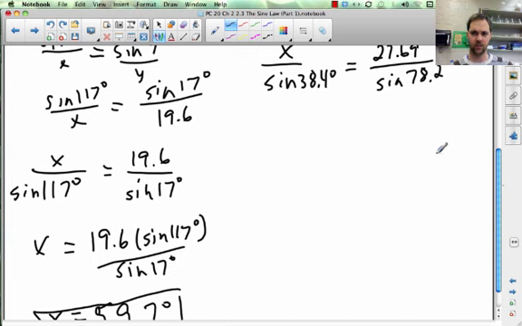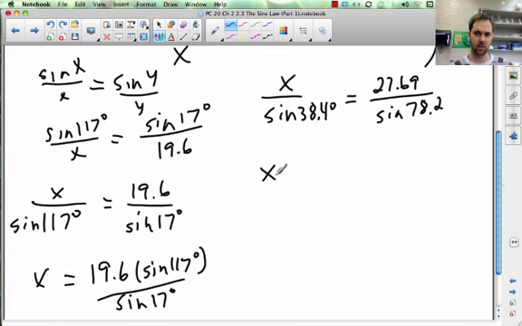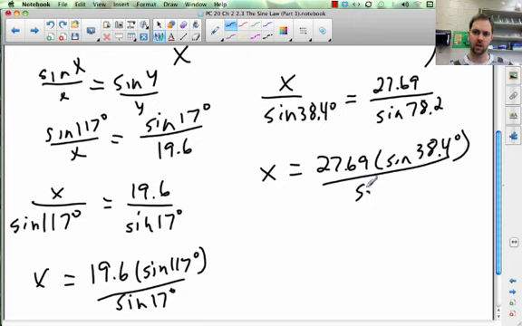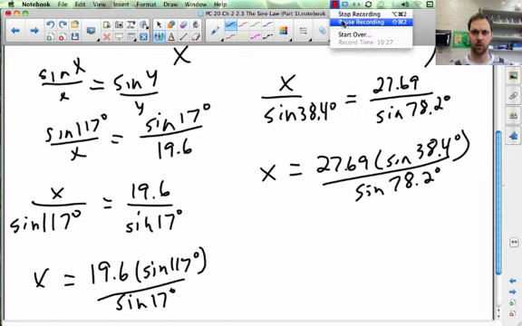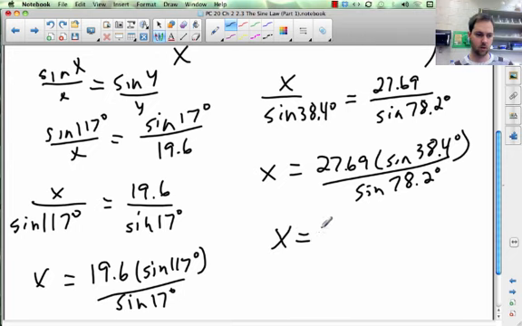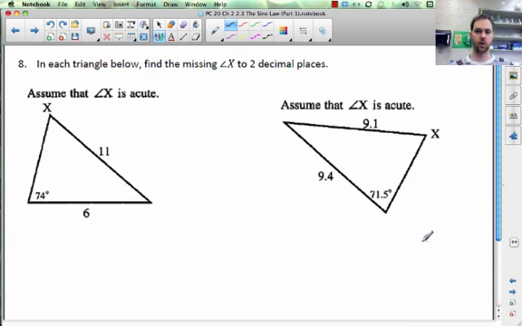Go ahead and solve for x by multiplying both sides by sine 38.4. So x equals 27.69 times sine 38.4 degrees, all divided by sine of 78.2 degrees. And you can go ahead and solve that, and when you come back, the solution will be ready for you. So here's your answer, x equals 17.6. And we're done.